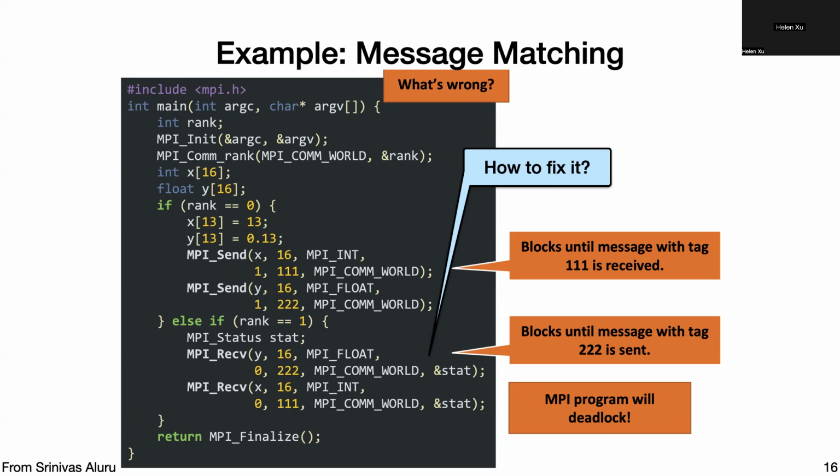And then we have two sends and receives. We send vector x, 16 ints, to destination 1, then we send vector y with 16 elements to destination 1, and the tags are 111 and 222. This is what I was saying: the tags may be different if you have multiple sends and receives between the same pair. And here, this is MPI float, because the y vector is float.